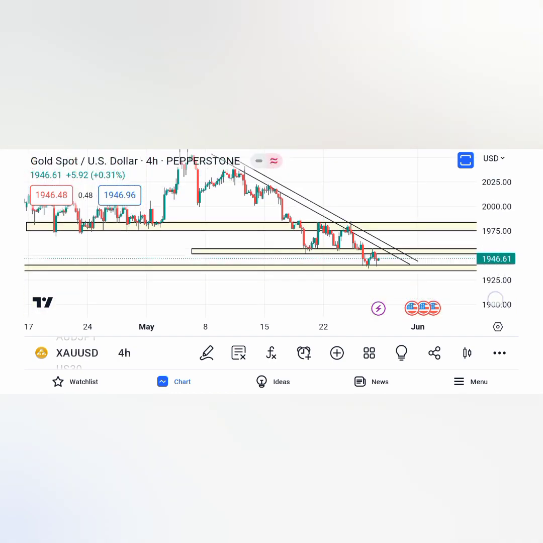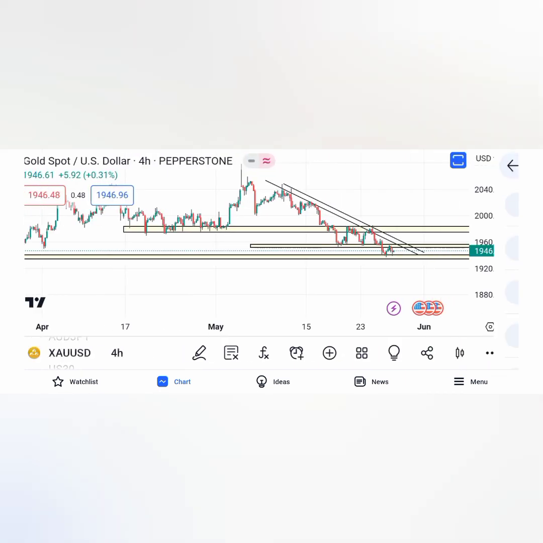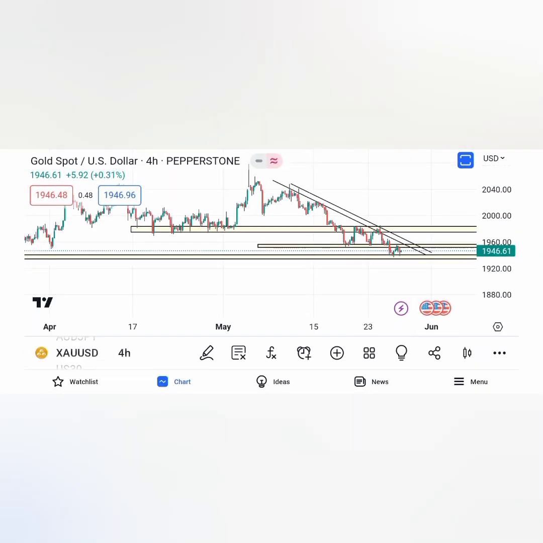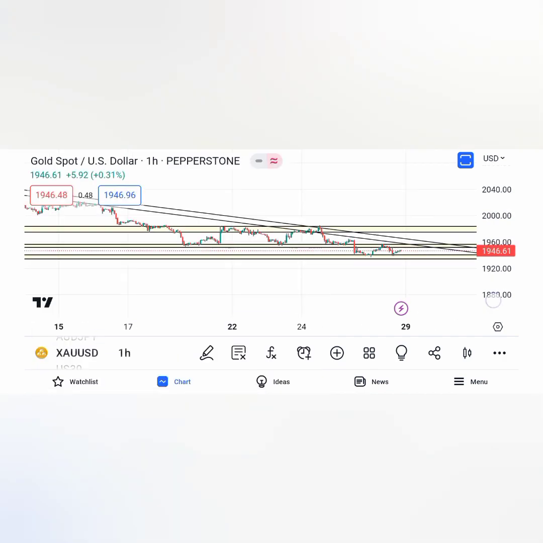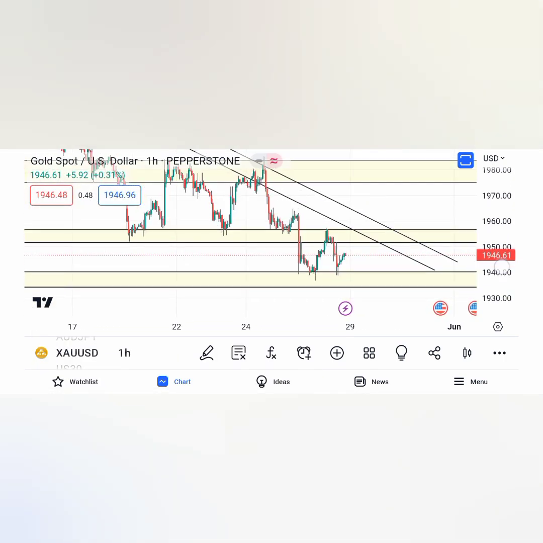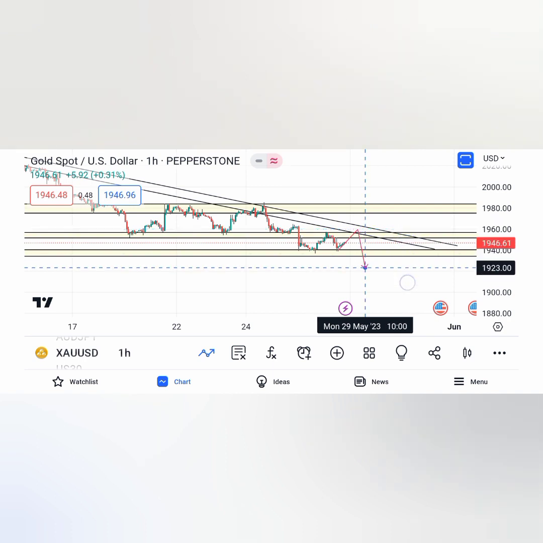Now let's move to the 1-hour time frame and study the price action there also. Looking at the 1-hour time frame, now gold is bearish. The overall trend is bearish. So it's likely that gold will come and retest this particular zone here, then continue downwards.